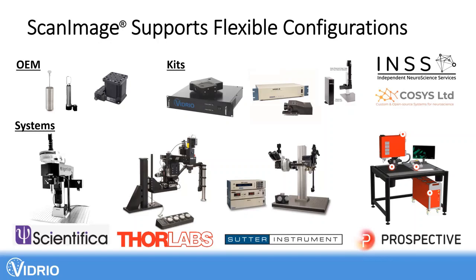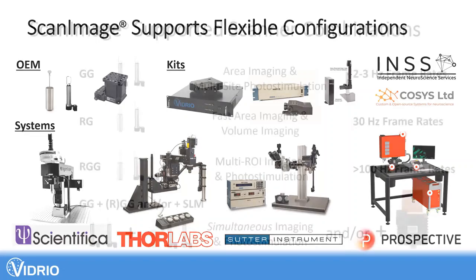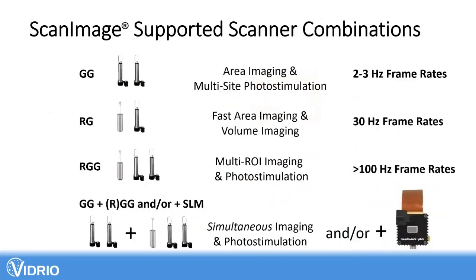Thorlabs and Scientifica have tried to put SLMs into their microscopes, so there are some efforts going on there. Both of them have metal arc SLM capability. The Scientifica one just got released this year. So if you want a more finished approach to an SLM, that might be a path for you, worth looking into. So what kind of scanner combinations can ScanImage support?